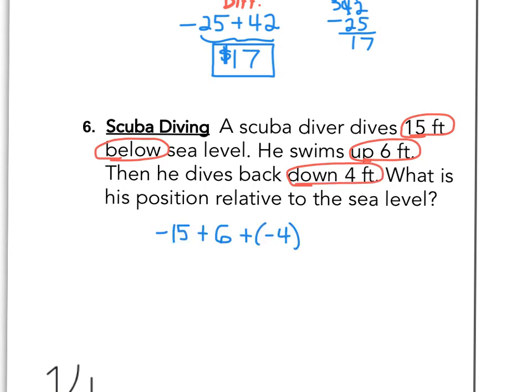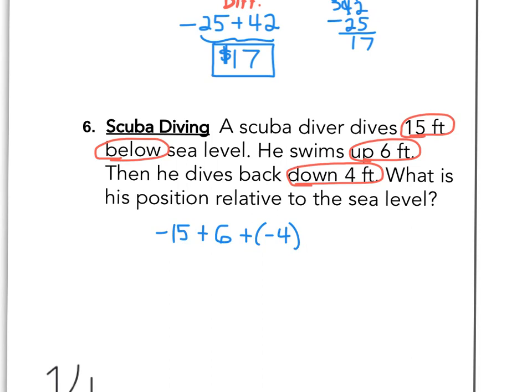So our expression then becomes negative 15 because it's below sea level, then up 6 means positive 6, and then down 4 means we're going to add a negative 4. Now some of you may think, oh, just subtract a 4, which essentially is the same thing, but we're going to keep it all addition. Now we're going to solve this, and you can just solve the negatives first if you'd like, and then the positive. I'm going to go ahead and work left to right on this one.